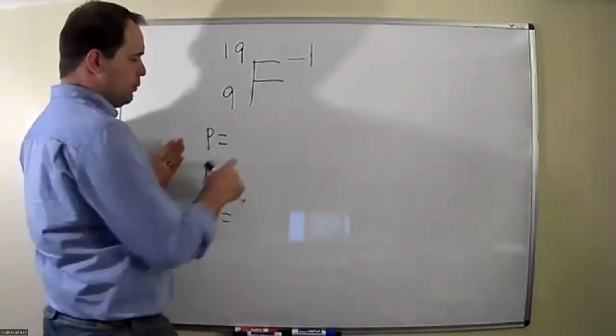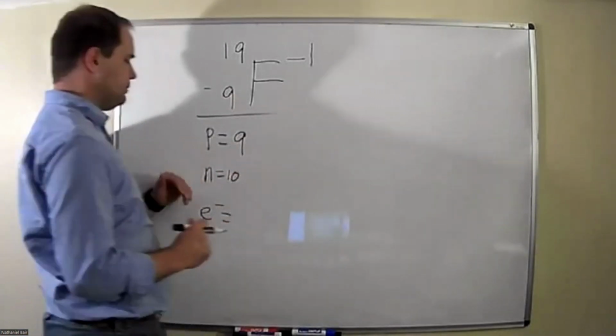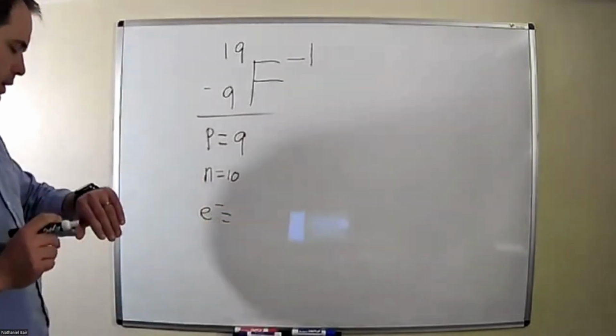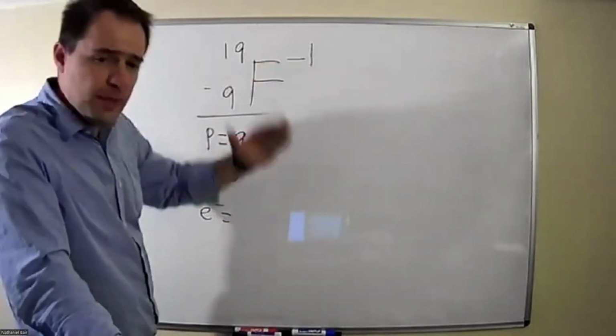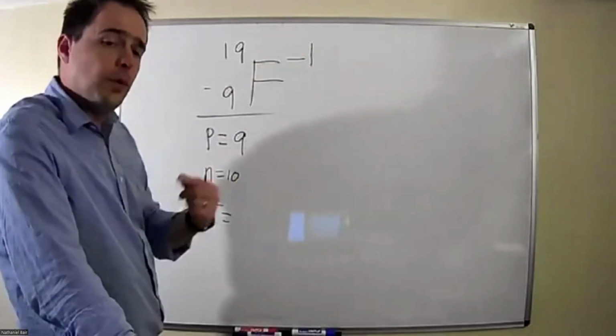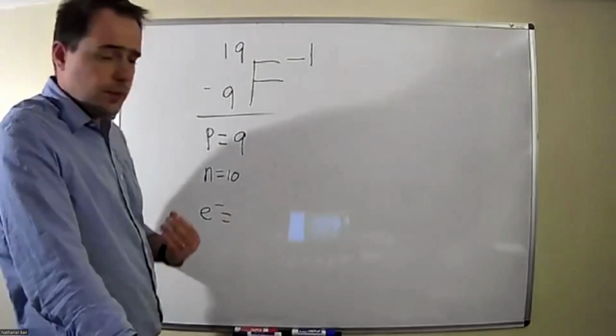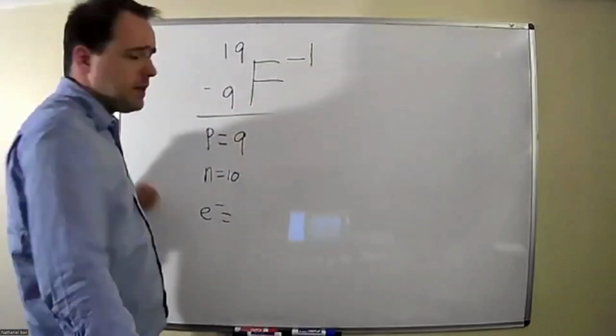Awesome. So protons, 9, subtract 10. And now, if we look at this, it's got a -1 charge. What does that mean? That means in order to have a net -1 charge, I must have 1 more electron than proton. So if I have 9 protons, my electrons must be 10.